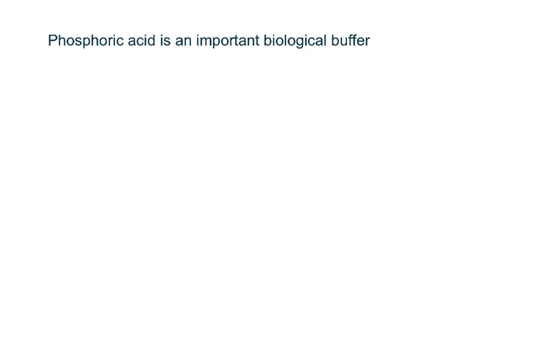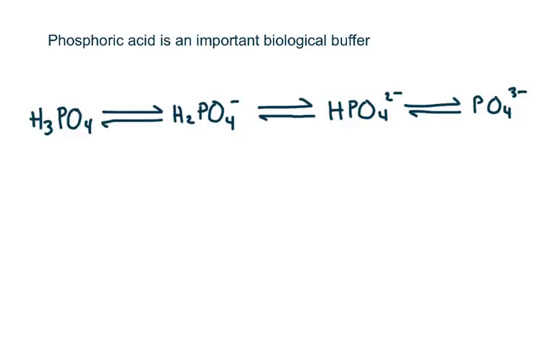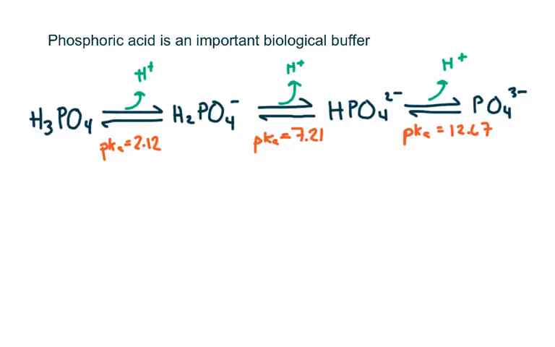Just some examples of buffers. Phosphoric acid is an important biological buffer. And so phosphoric acid, H3PO4, written here, this is a polyprotic acid, and so you have a number of protons that can be removed, a number of hydrogens that can come off, and this is showing the complete dissociation or removal of those hydrogens. And with each proton being removed, there's a certain pKa associated with that. In general chemistry, we talked about the Ka associated with the removal of each proton. Here we're just converting that to the pKa by taking the negative log of the Ka.